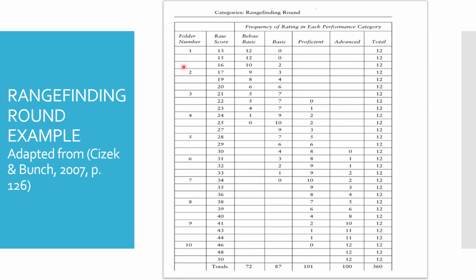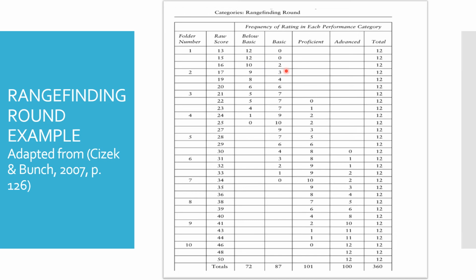You can see we have 10 folders, and in folder 1 we have 3 samples, 13, 15, and 16, with a raw score. So folder 1 contains 3 samples with the lowest score being 13. Then we have 15 and 16. Folder 2 contains 3 samples as well, with scores 17, 19, and 20. Each line shows the distribution of panelists' ratings for the work samples in a folder. In folder 1, the work sample that received a raw score of 13, all 12 participants judged this work sample to be below basic. With a raw score of 16 in folder 1, we can see that 10 panelists judged this work to be below basic as well.